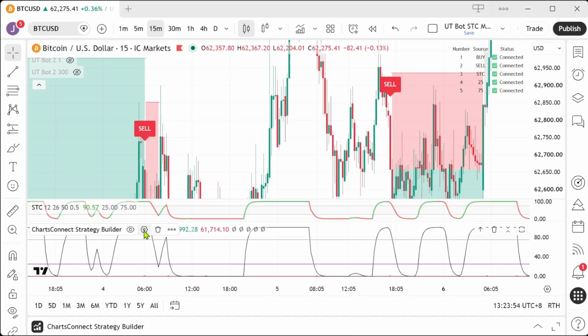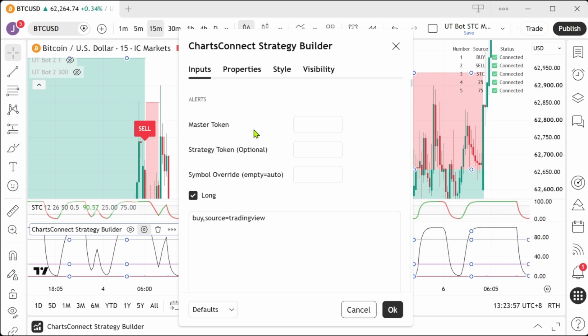If you want to automate this strategy, you will need a master token from ChartsConnect. And this is the part they use to take custom code and developers. Now it's a copy and paste. Let me show it to you.